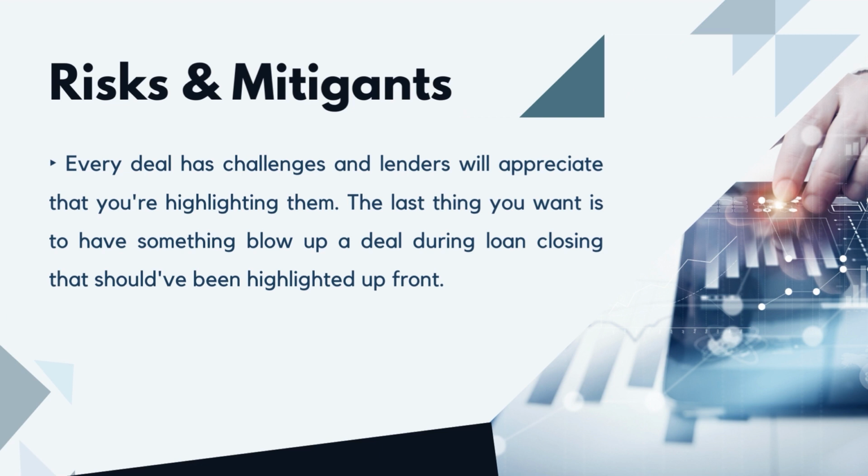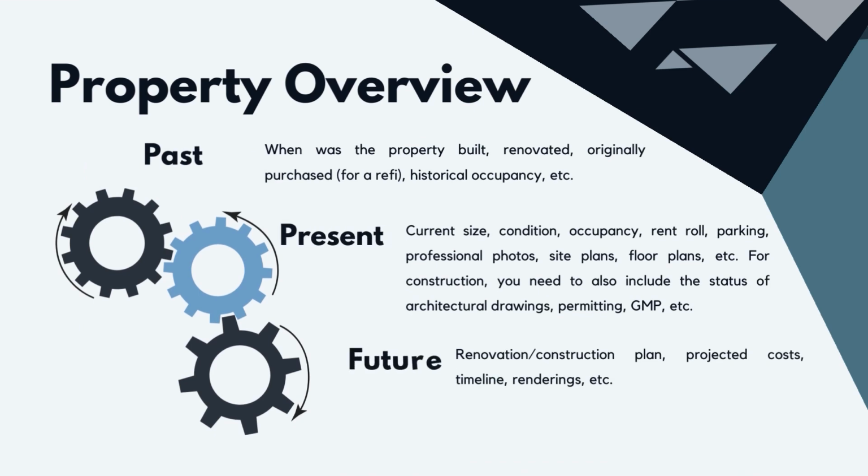The fifth component would be the property overview. Past: when was the property built, renovated, originally purchased, for refi, historical occupancy, and more. Present: current size, condition, occupancy, rent roll, parking, professional photos, site plans, floor plans, etc. For construction, you need to also include the status of the architectural drawings, permitting, GMP, and for the future, renovation, construction plan, projected cost, timeline, renderings.